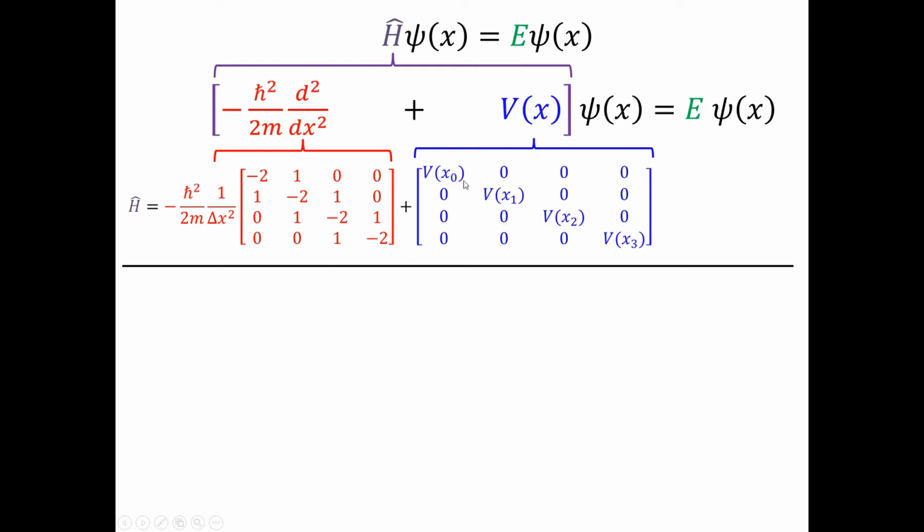For this potential energy function, the diagonal is your potential energy and everything else is 0. So actually really easy matrices to construct. And we've got this 1 over delta x squared here. Delta x is just the spacing of your x points in your function. So if you've got 1,000 x points that you're plotting between 0 angstroms and 1 angstrom, your dx is 1/1000th of an angstrom.